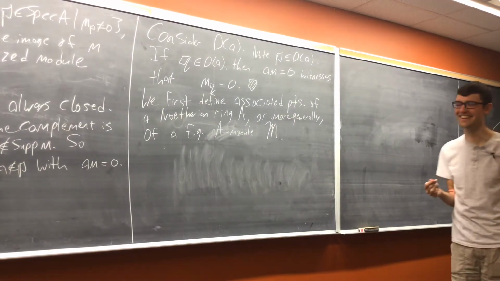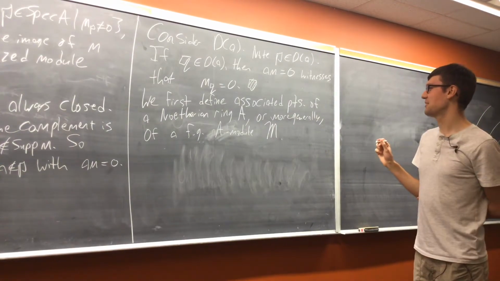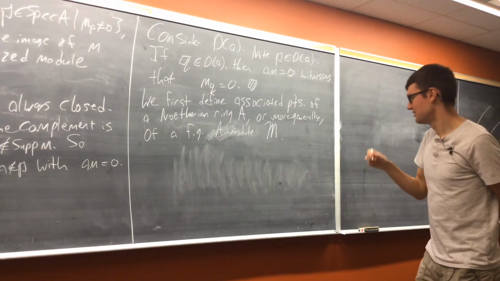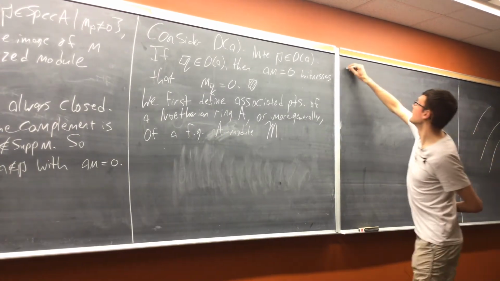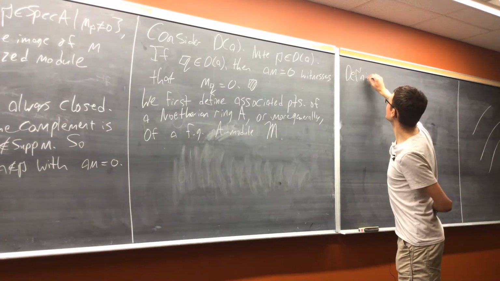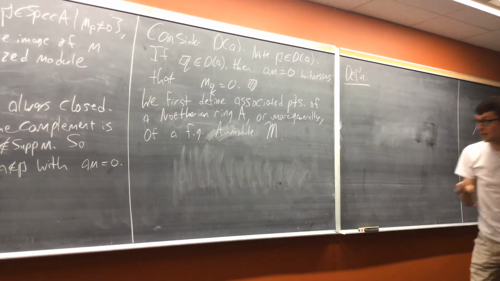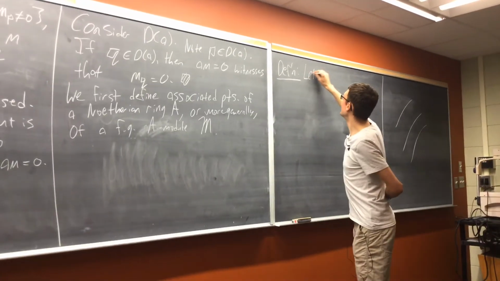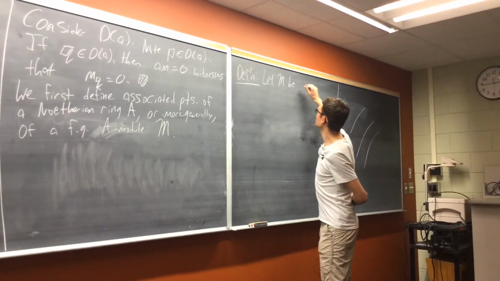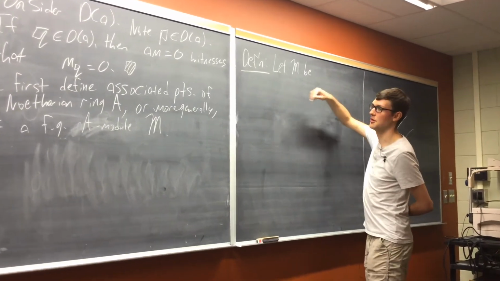Okay. So what are these things? What are these associated points that I'm scheming with? Okay, so we're going to let M be one of these modules.